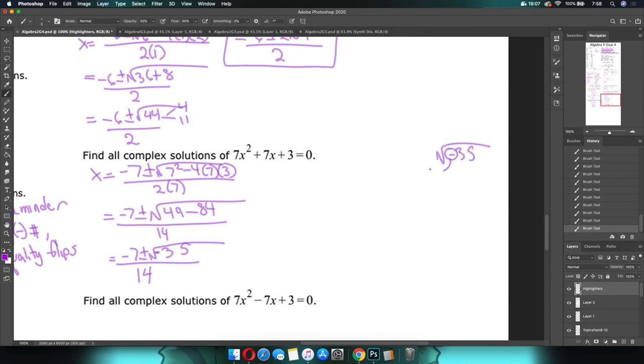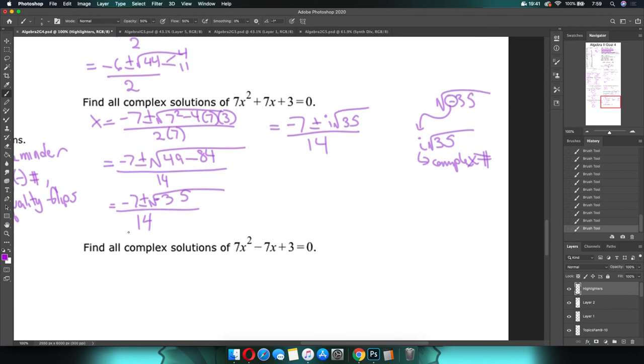That negative, when I pull it out, that's what becomes the i. The 35 itself, we're keeping inside just because 35 does not break down. Its only factors are 1 and 35, and then 5 and 7. None of those are perfect squares. So my final answer for this is going to be negative 7 plus or minus i root 35 all over 14. And that's why it says in the title that it has complex solutions, because the letter i is a complex number. That's what we're shooting for.